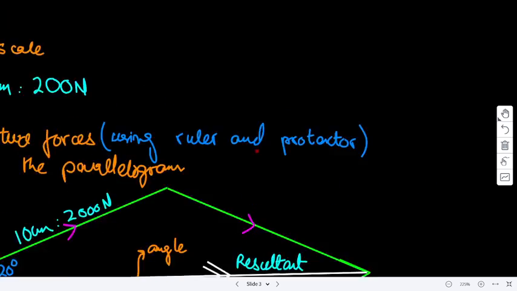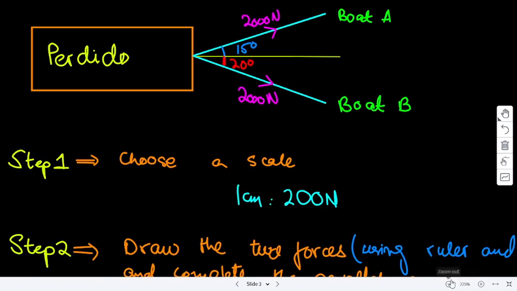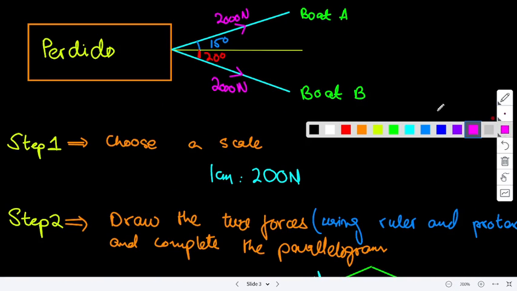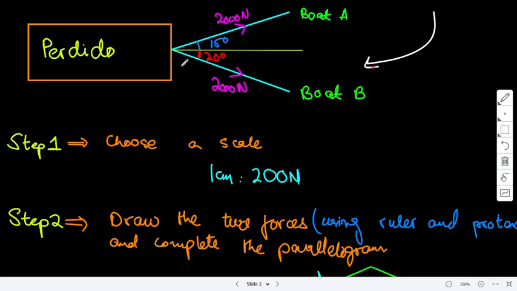First of all, what you do is you draw a free body diagram. Now, a free body diagram is like this. You just make a simple diagram from the top view of the entire structure. This is our platform Perdido, and this is the boat A and boat B. Then you draw its angles.